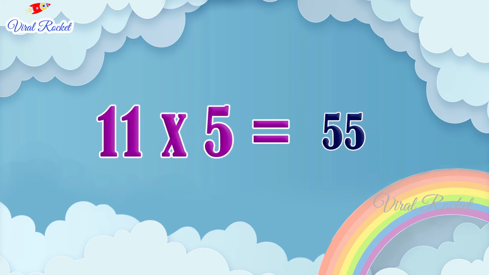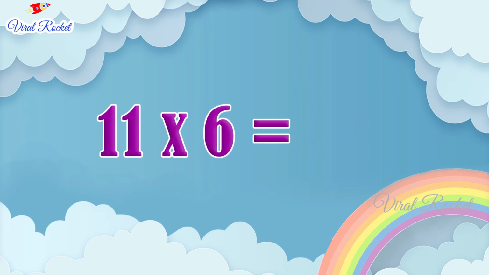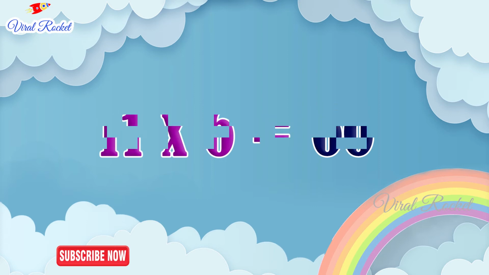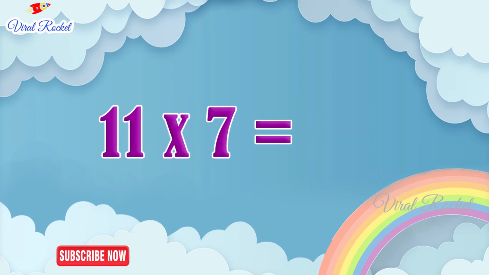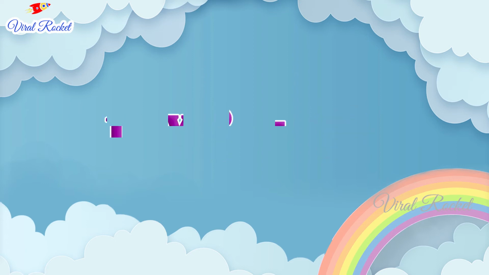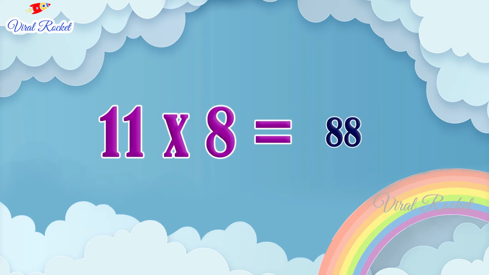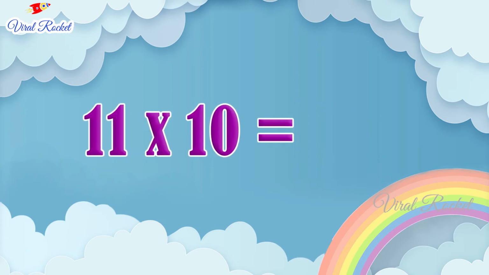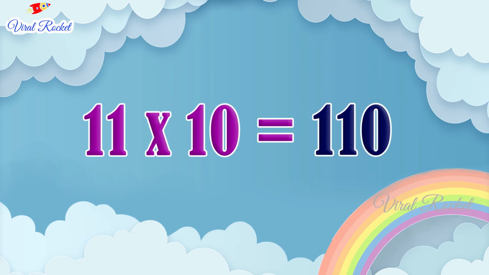11 fives are 55. 11 sixes are 66. 11 sevens are 77. 11 eights are 88. 11 nines are 99. 11 tens are 110.